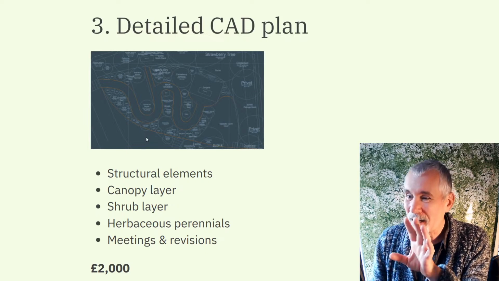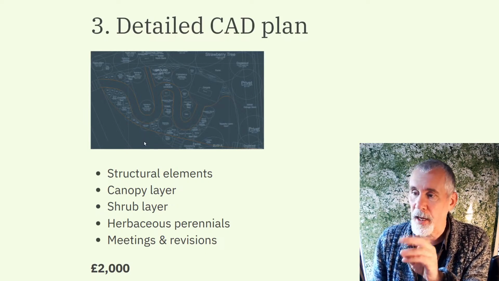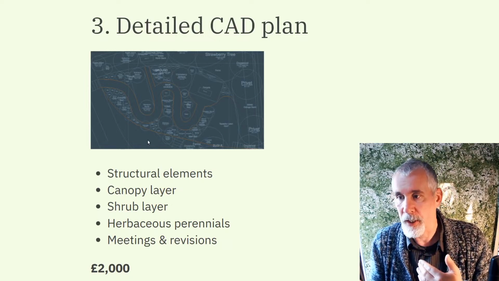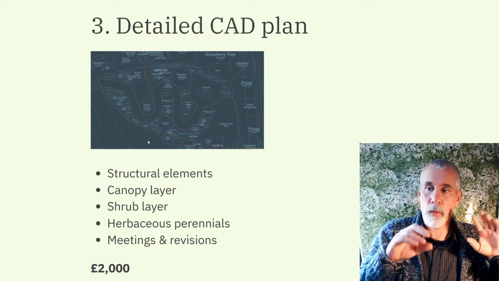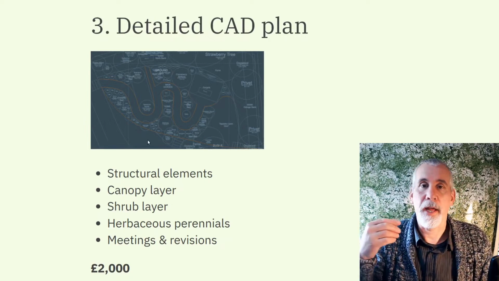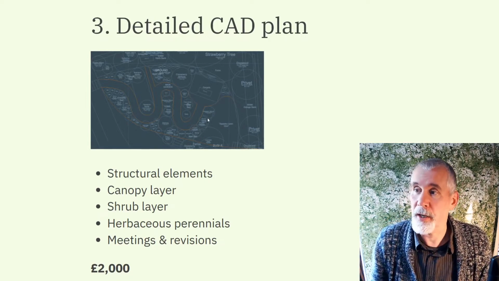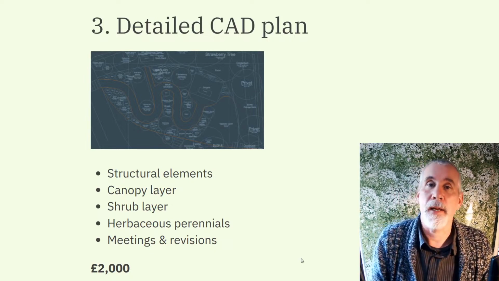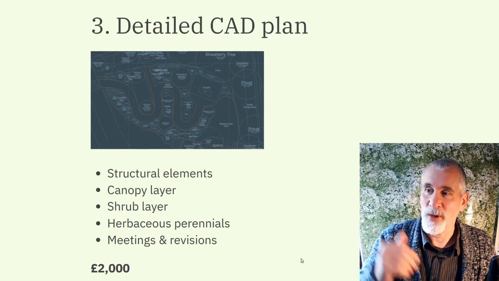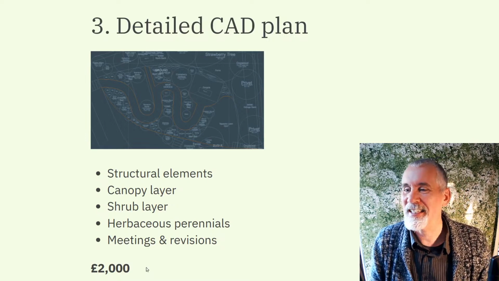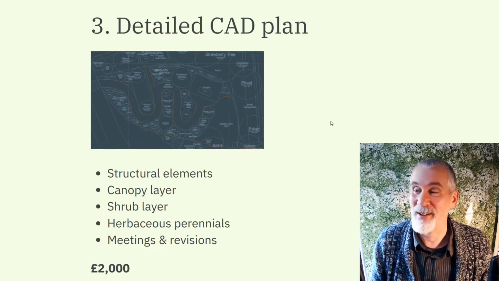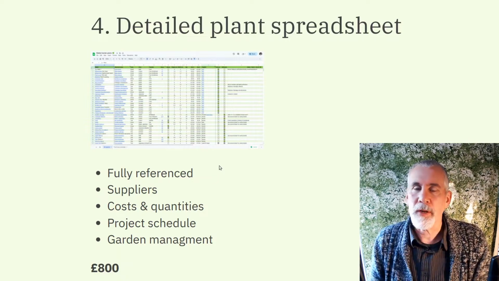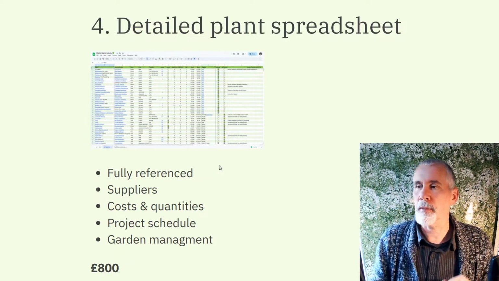And then that includes meetings and revisions as well. So it'll include a feedback meeting for the original ideas, and then going back and working the ideas up and making revisions to the CAD plan. And you get a detailed CAD plan that you can then present to a landscaper and say, this is what I want. And that's a lot of work. That's £2,000.